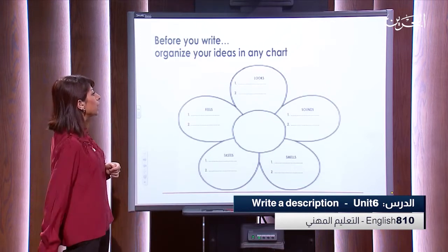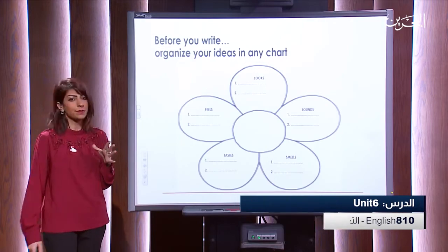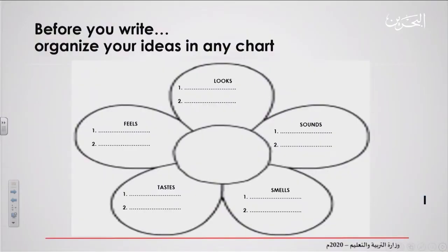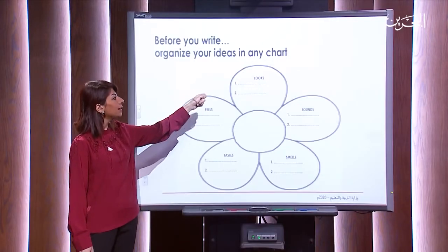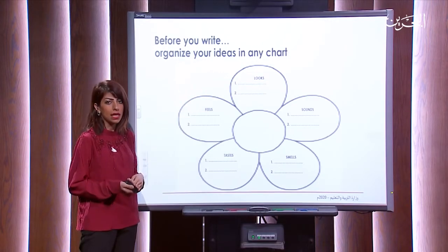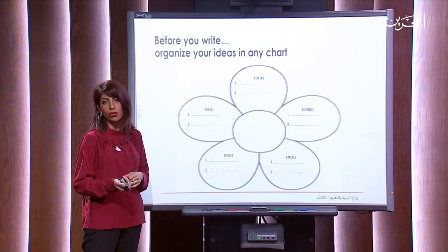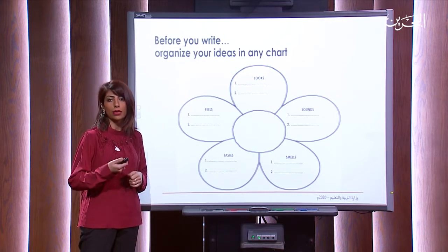For example, here I have 5 aspects, 5 important details that I have to mention in my descriptive writing. As we have previously mentioned, the sensory details. Starting with the looks, write the things that you are going to see at the place that you are going to describe.